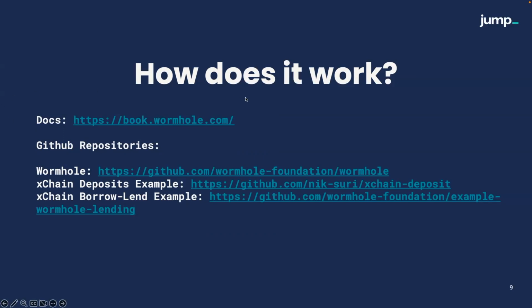So first is the Wormhole docs. That's at book.wormhole.com, home for all Wormhole documentation. And then we have some important GitHub repositories. The first is the Wormhole mono repo. That's where all the code for Wormhole, all the contracts on different chains, the entire implementation is. And there's also some documentation, some white papers in that repository as well. And then two examples that are example applications, cross-chain applications, reference implementations that are built on top of Wormhole. One is cross-chain deposits, and one is an example of a cross-chain borrow-lend protocol.